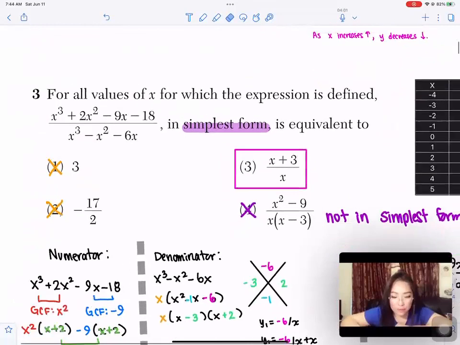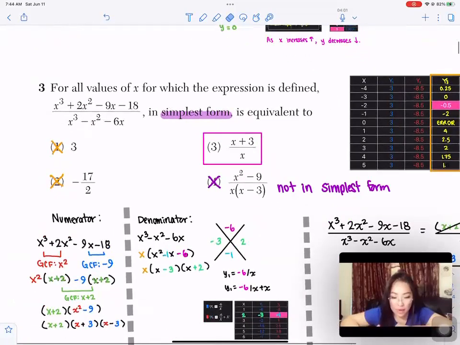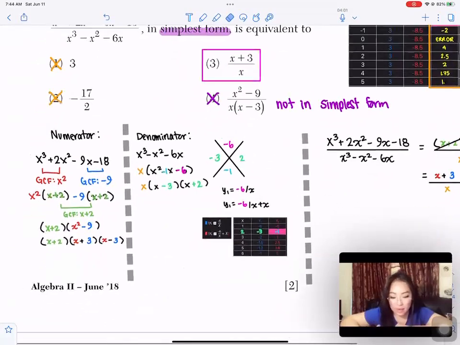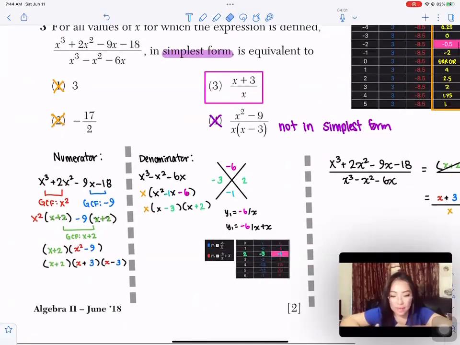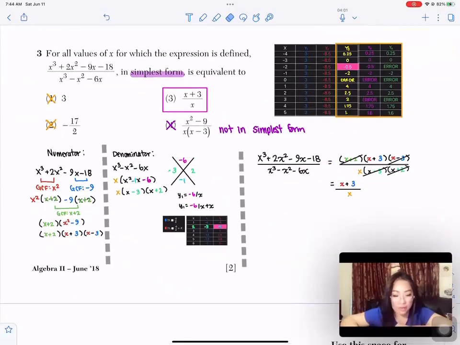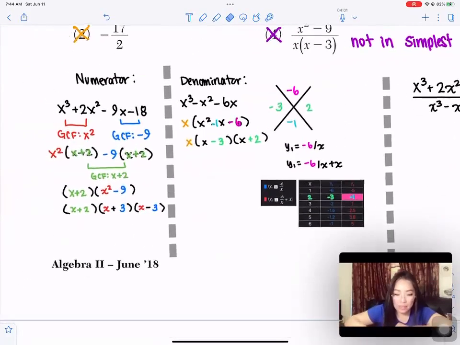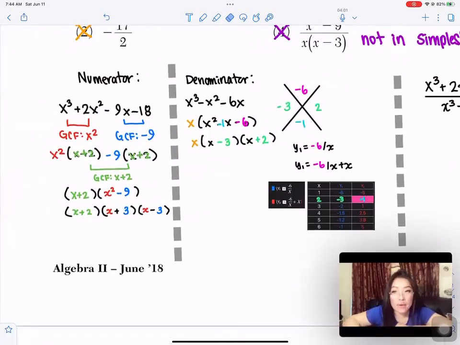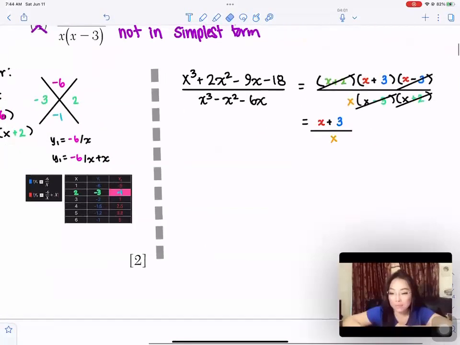For number 3, the goal is to do it algebraically, but of course you could always use your calculator. The technique here would be to factor everything. If you want to go into detail about how to factor the numerator and denominators separately, here's how you do it. And the key skill here is factor by grouping. So if you're struggling with this, you need to go practice factor by grouping in Delta Math.